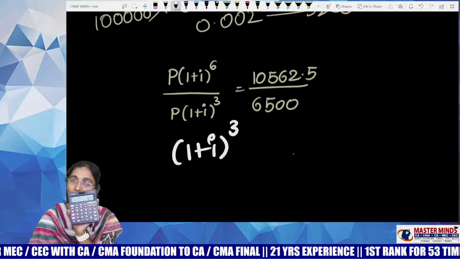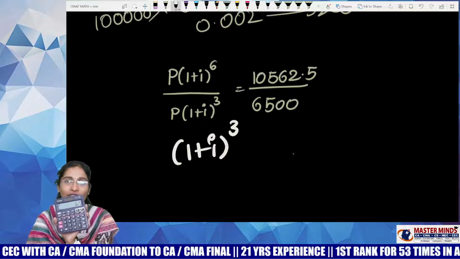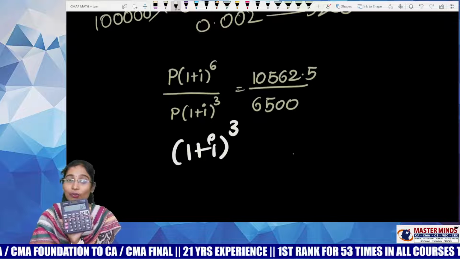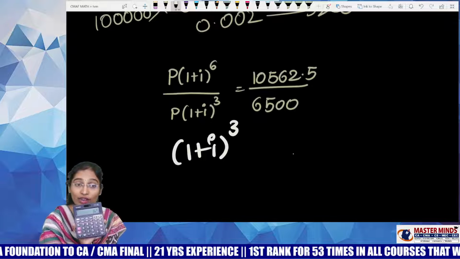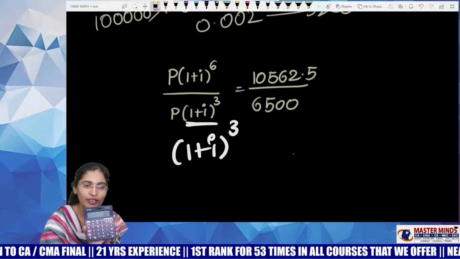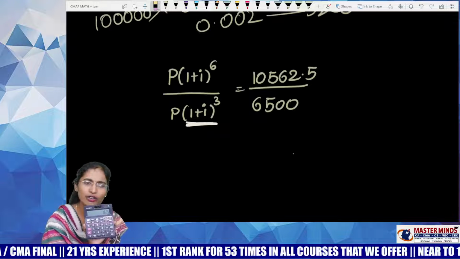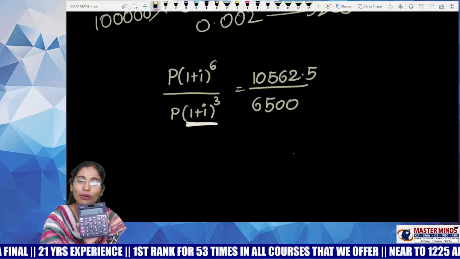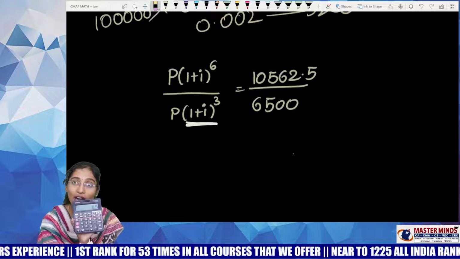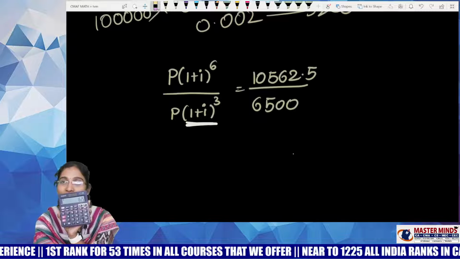ఇది ఎవరి వాల్యూ అంటే 1 plus i whole cube value. So keep this value in your calculator. Don't erase everything. Keep that. ఇది ఎవరి value? 1.625 is the value of 1 plus i whole cube. Underline part value ena. So read out the denominator. ఒకసారి denominator చదవండి. P into 1 plus i whole cube equal to 6500. This 1 plus i whole cube value according to my calculator is 1.625.